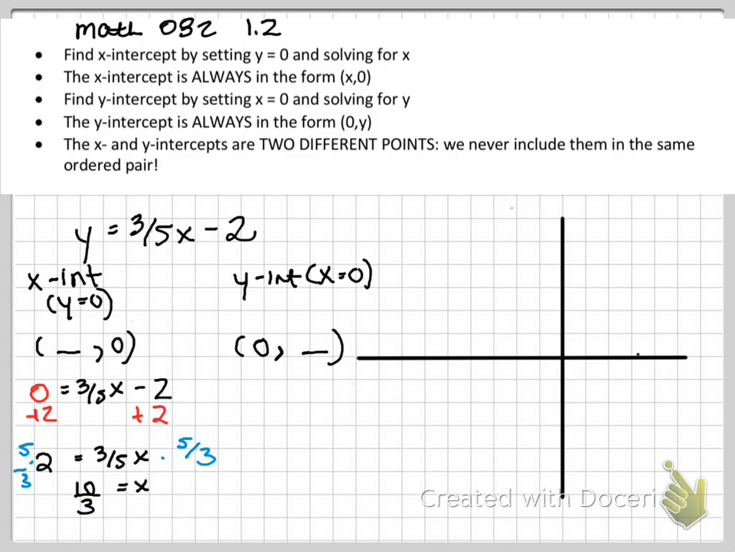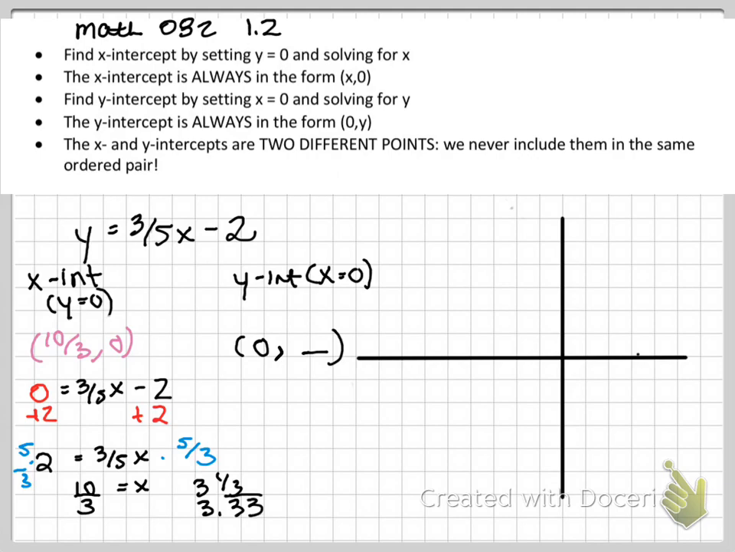So X is not an integer, right? It's not a whole number that's positive, negative, or 0. If we want to write our X-intercept here, let's write it in pink so it stands out. Then our X-intercept is 10/3, comma, 0. Now, 10/3, if you write it as a mixed number, is 3 1/3. And if you tried to put that in your calculator, 10 over 3, it's like 3.333 going on forever.